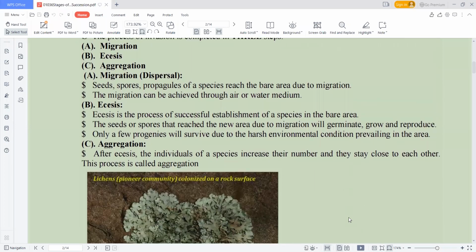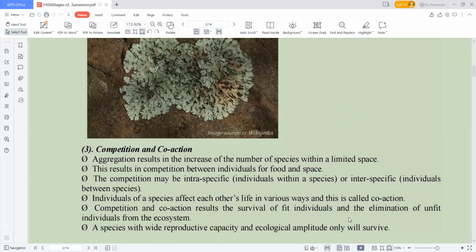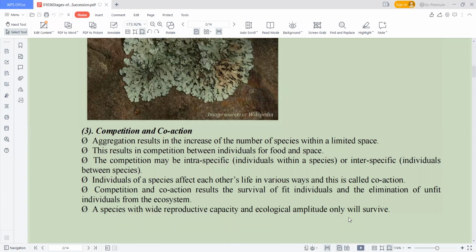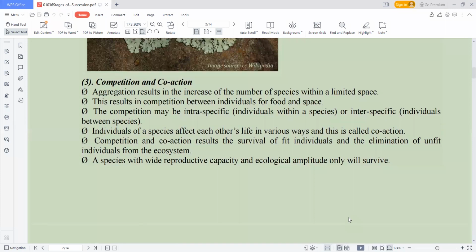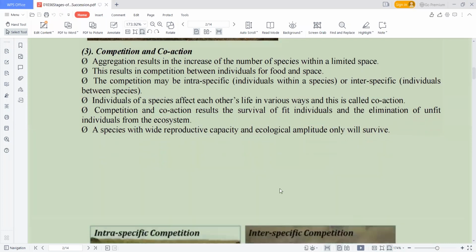Due to aggregation and the increase in number, competition and coaction take place among these organisms. The competition may be intraspecific, within the species, or interspecific, between different species. Competition takes place for nutrition, space, and other factors like light. Only the fit individuals can survive, and the remaining will be removed from this area. Only species with wide reproductive capacity and ecological amplitude can survive in this area.